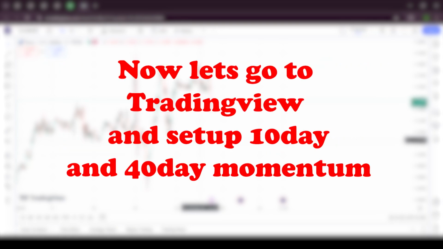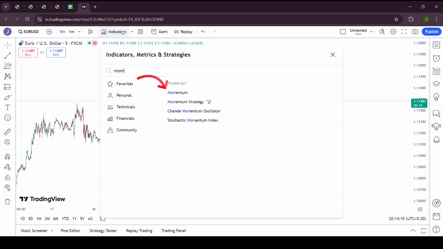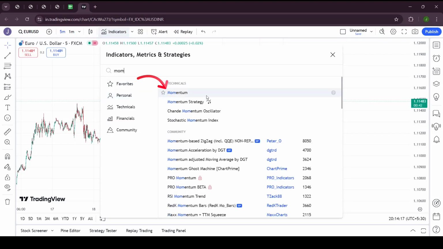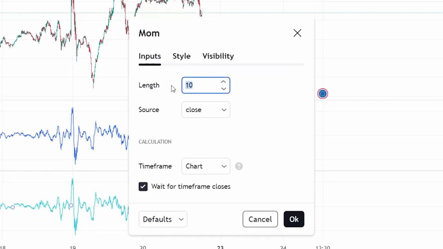Now let us go to TradingView and set up 40-day and 10-day momentum indicators. So I have opened EuroFX in TradingView, and we'll go to Indicators, and we'll search for MOM and we'll get the momentum indicator. We will click 2 times, so this one will be our 10-day momentum indicator, and this one we can change to 40 days.